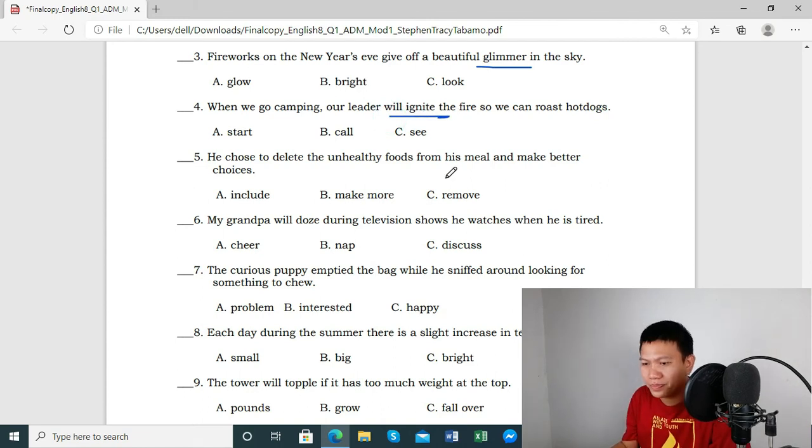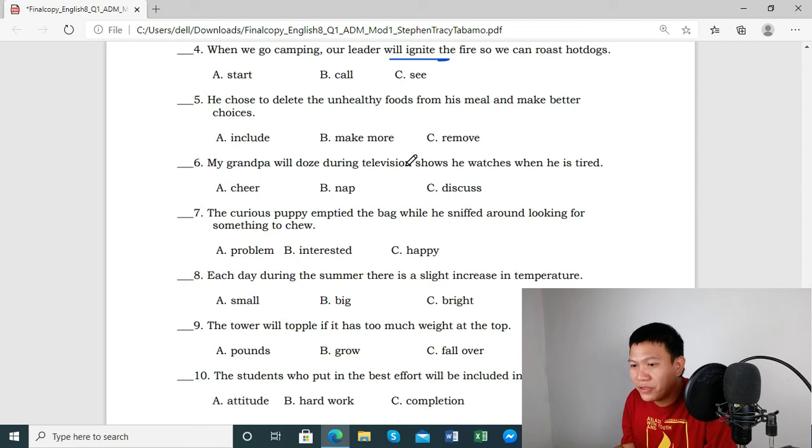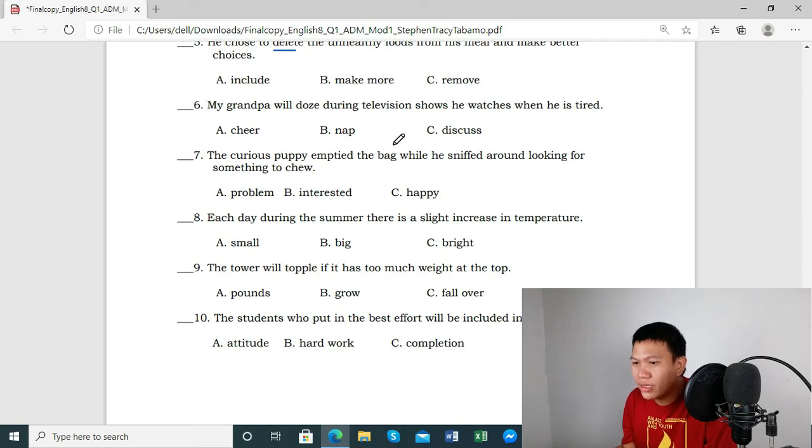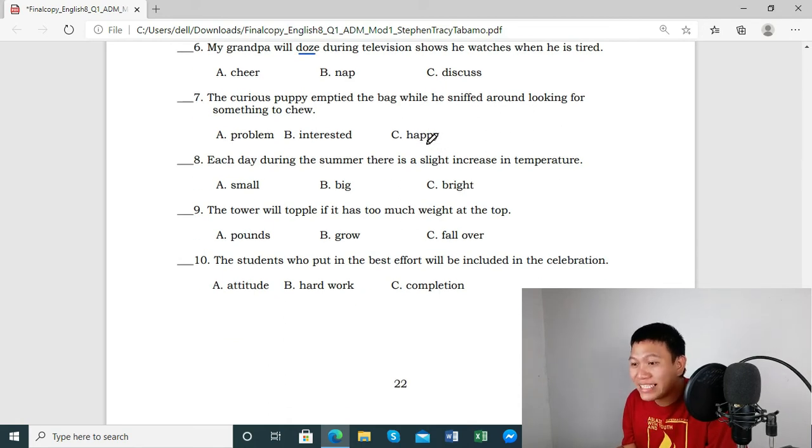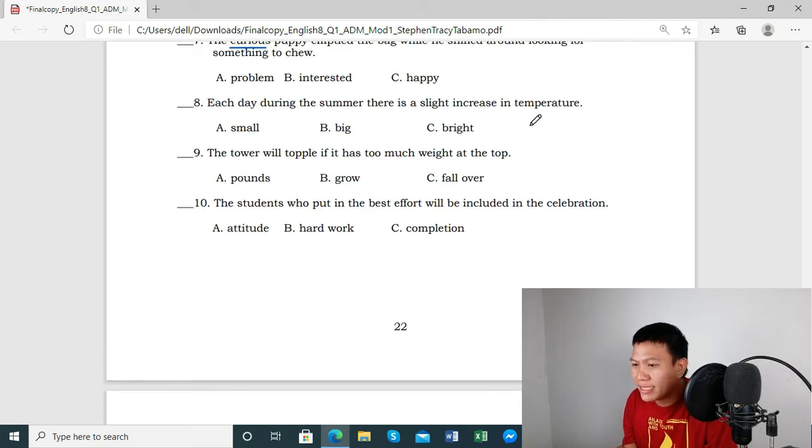Okay. He chose to delete the unhealthy foods from his meal and make better choices. Okay, so delete. My grandpa will doze during television shows he watches when he is tired. So, ano ibig sabihin ng doze? The curious puppy emptied the bag while he sniffed around looking for something to chew. Okay, so we have here, curious. Each day during the summer, there is a slight increase in temperature. So we have here, slight.